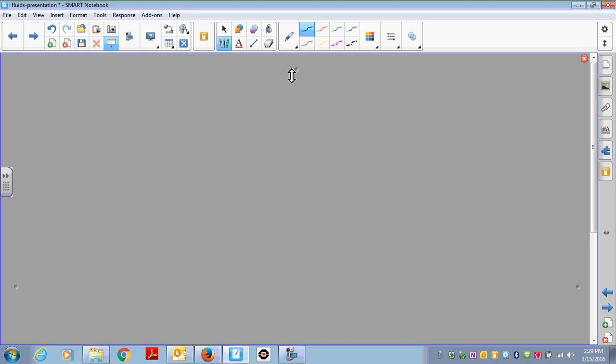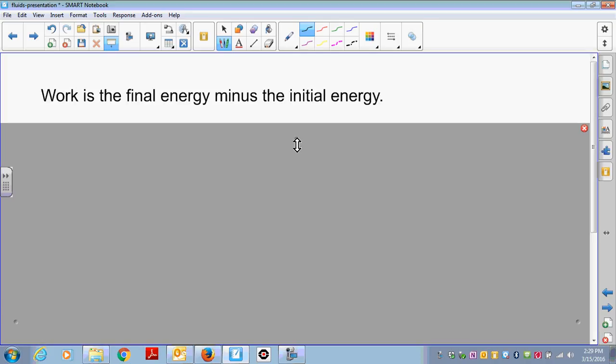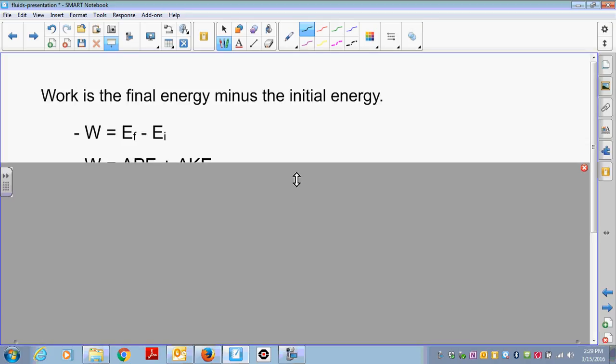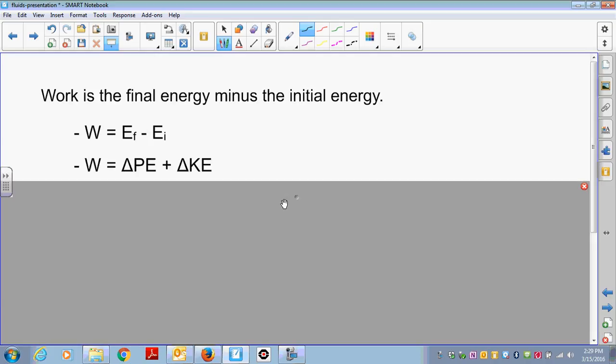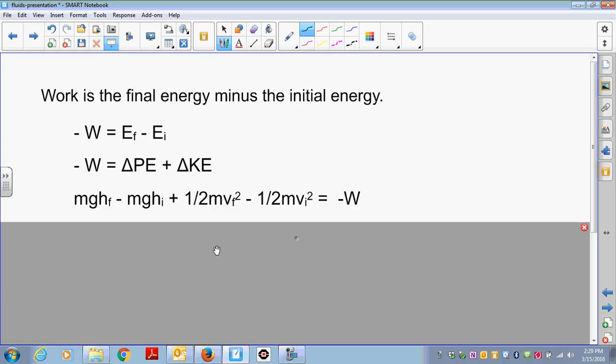So let's look at the derivation. Work is equal to the final energy minus the initial energy. And again, remember, I'm putting the negative here explicitly because I know that my force dotted with my displacement is going to give me a negative number, because it's energy that I have to put into the system. It's non-conservative work. So I'm going to set my final minus my initial equal to delta PE plus delta KE.